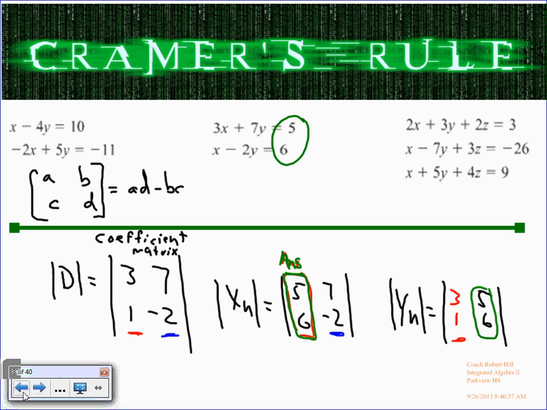Okay, so now I have to write my final answer. I write my final answer as x sub n over d. And that gives me my value for x, y sub n over d, and that gives me my value for y. Now, how many matrices did I have to make? 3. I had to make 3 determinants. I had to find 3 determinants because there were 2 variables I was solving for. I was solving for x, and I was solving for y.